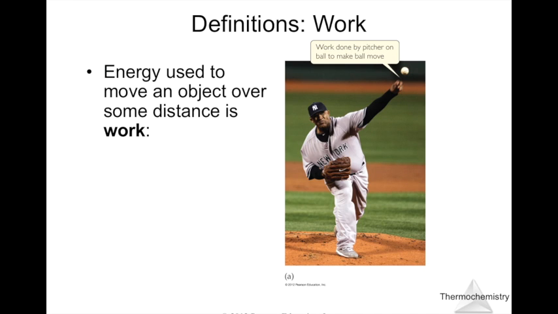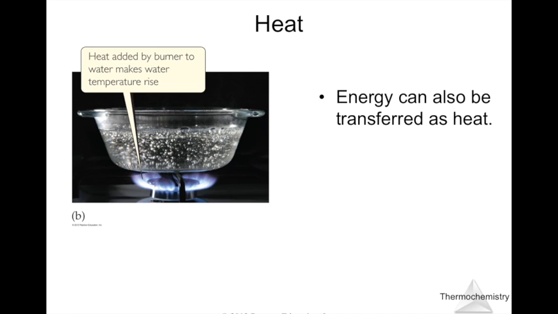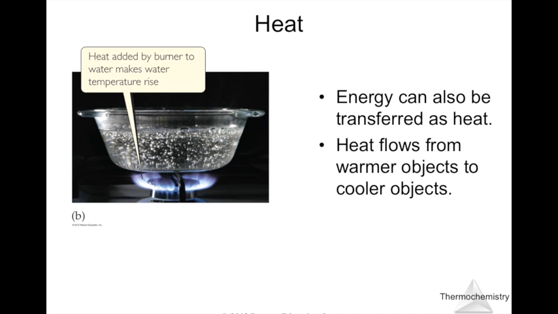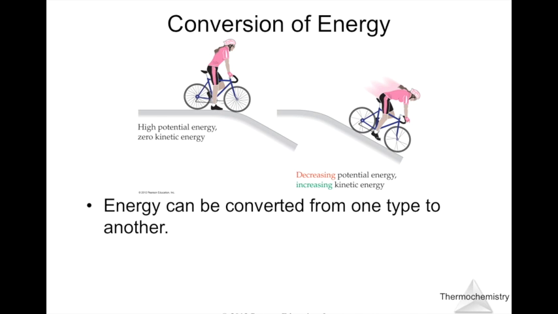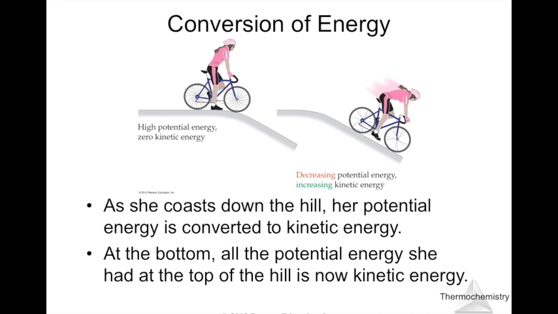Work is moving an object over some kind of distance. So work equals force times distance, something you're probably familiar with. And then energy can also be transferred as heat, like we just said. Heat flows from warmer objects to cooler objects, obviously. And energy can be converted as well. We can go from one type of energy to the other. So we have lots of potential up here as this cyclist is just hanging out at the top of the hill, but once they start going down, the potential energy gets converted into kinetic energy. So at the bottom of the hill, all the potential energy she had at the top of the hill is now kinetic energy. She's changed it all.